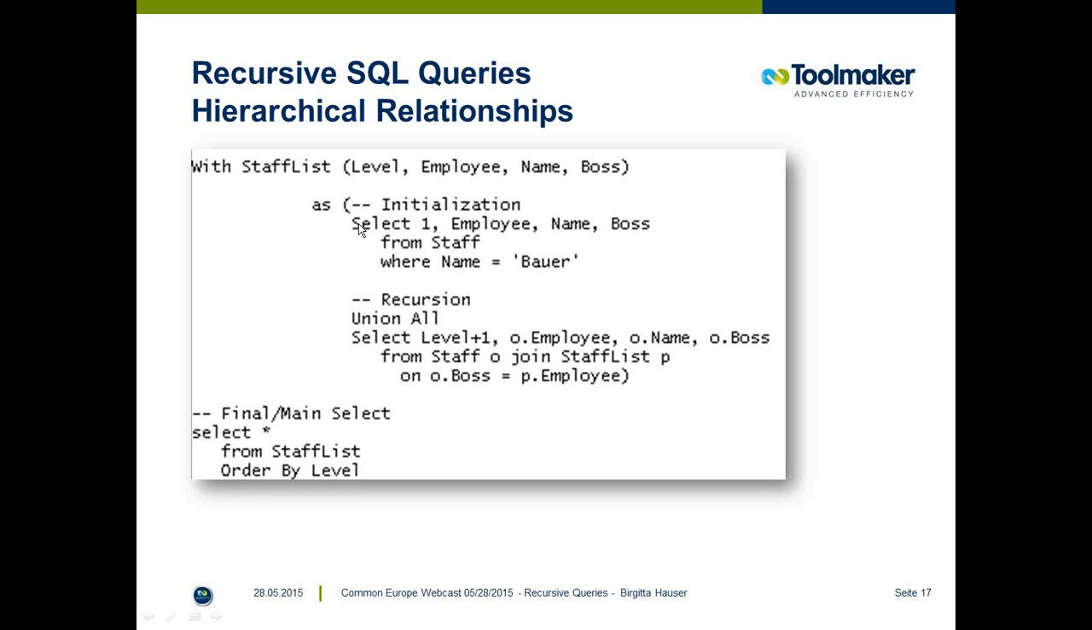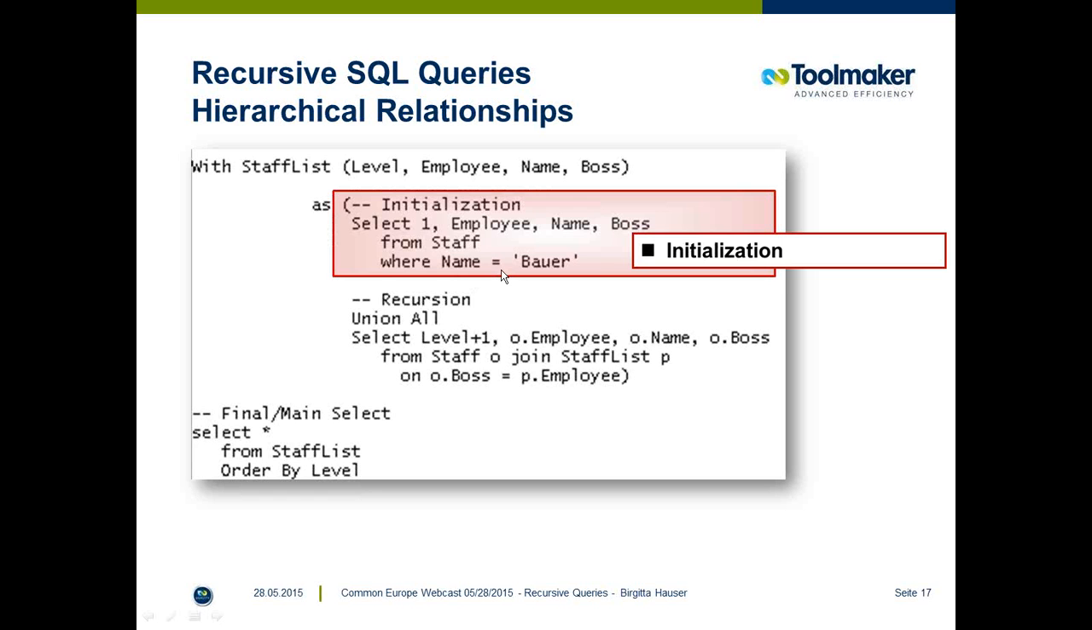And here in the first select statement of the common table expression, we have the initialization. So I just hard-coded the first level as 1. Then I take the employee number, the name and boss from my staff table and select the name Bauer. Okay, this is a starting point.